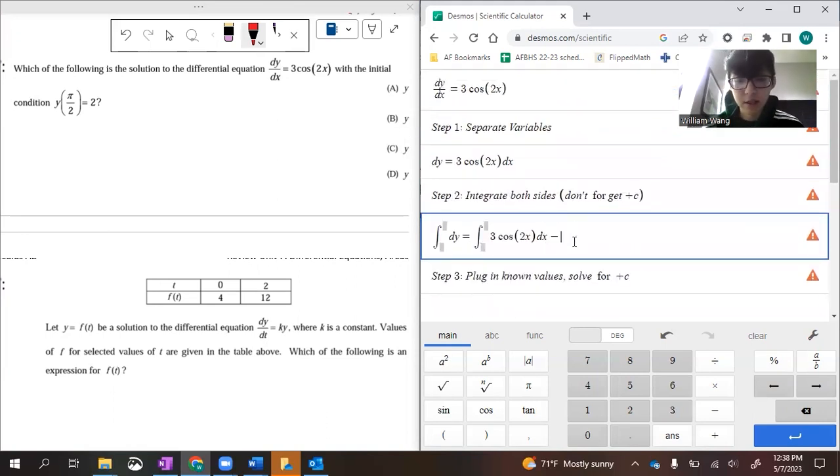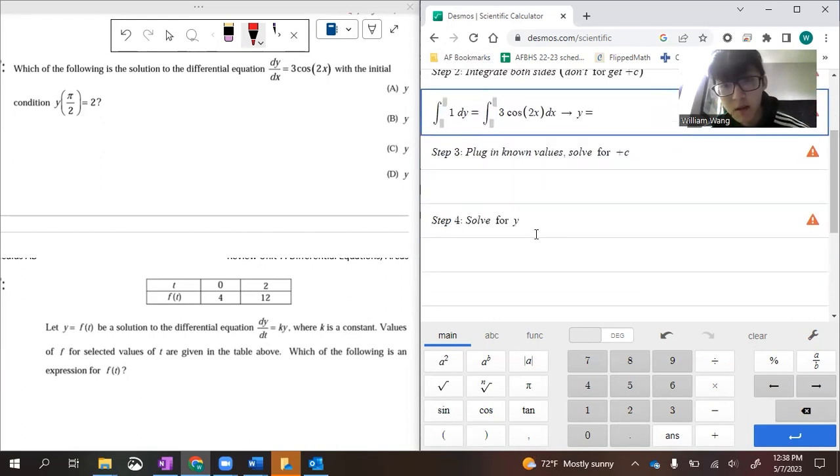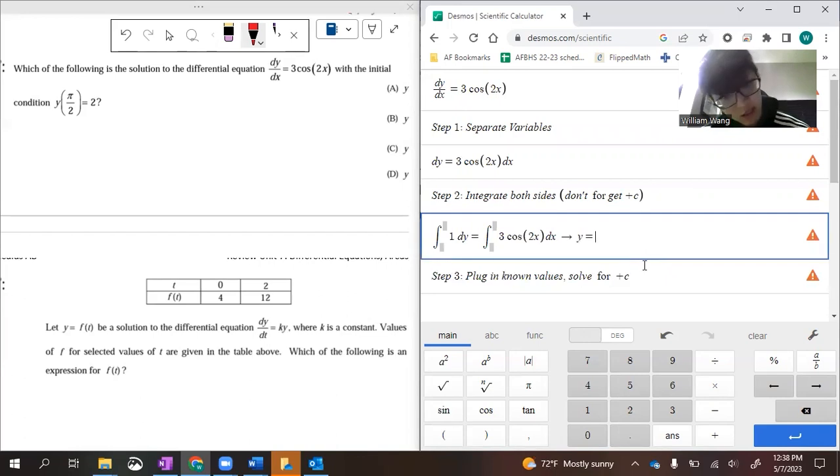All right, when I integrate both sides, the integral of dy, you can imagine this as the integral of 1 dy. Whenever you have dy, you can treat it as a variable, so it's the integral of 1 dy. The integral of 1 is just going to be y, so that's nice because the solve for y step seems already solved for me.